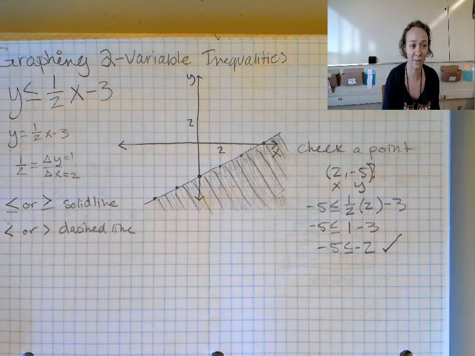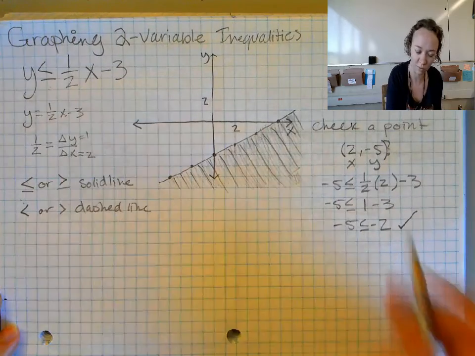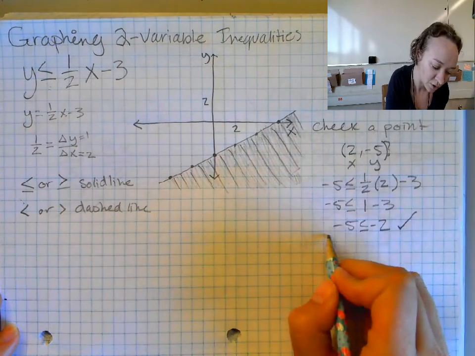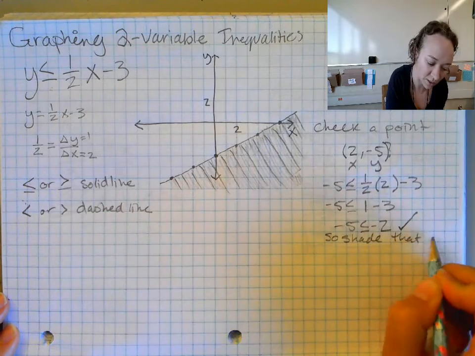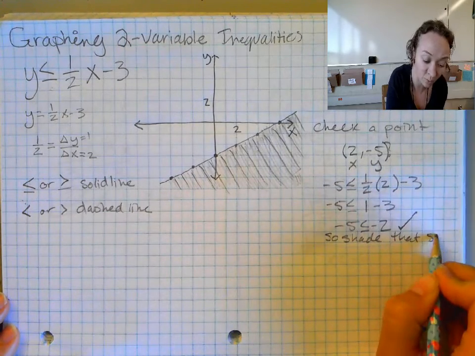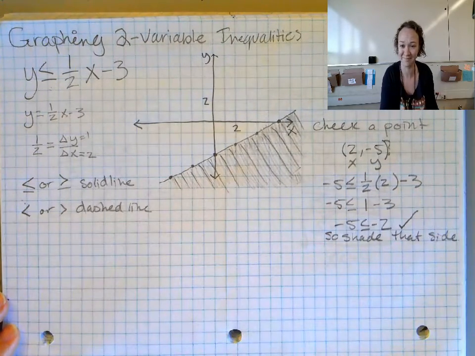All right, let's do another example. I suppose to make these notes complete, I should say this works, so shade that side. Since it works, I shade that side. If it didn't work, then I would know to shade the other side.